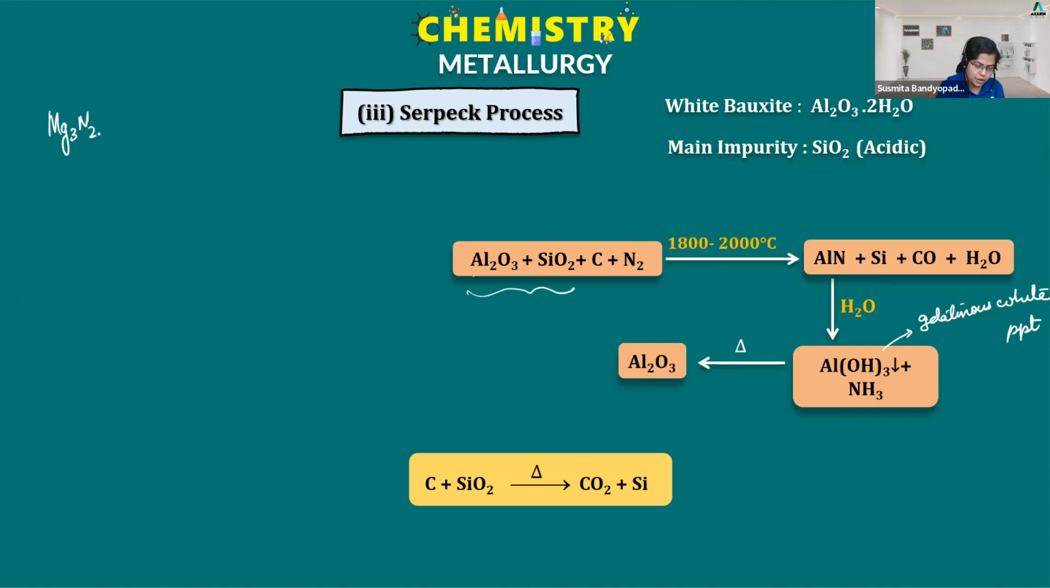Tell me a very simple thing. When Mg3N2 is hydrolyzed, what do we get? Balancing not required. What do we get, students? Very good. The hydroxide of magnesium and ammonia gas. Perfect. Very good.